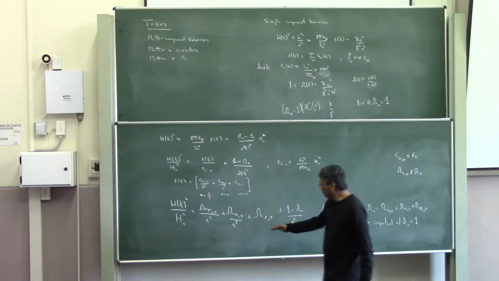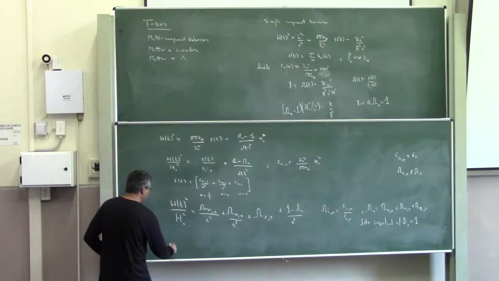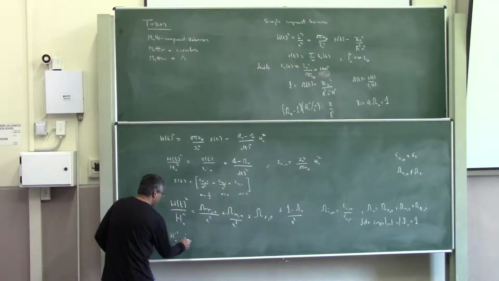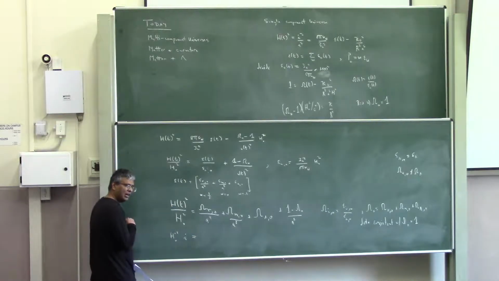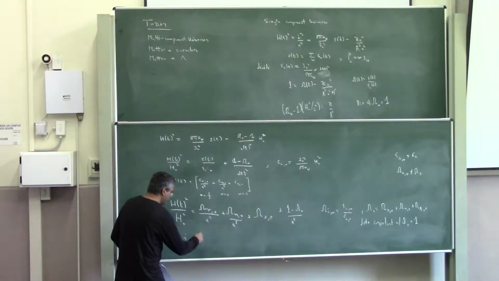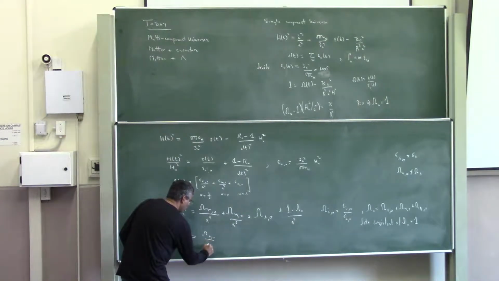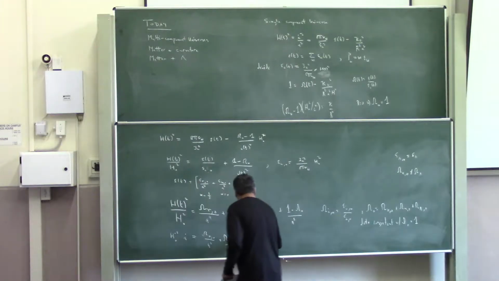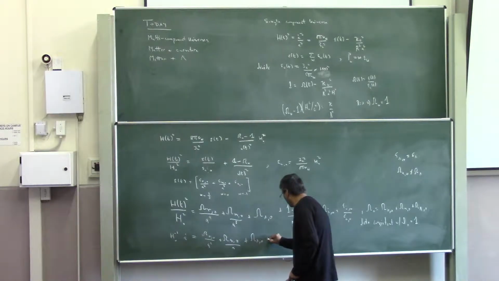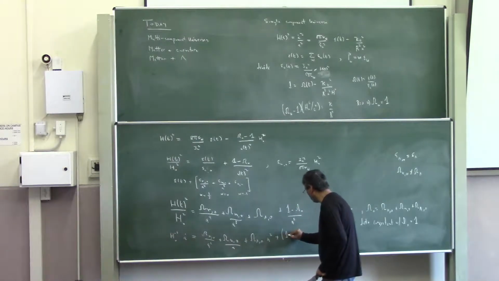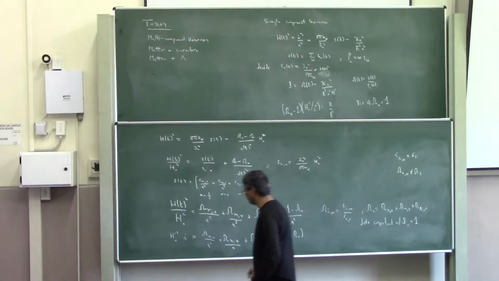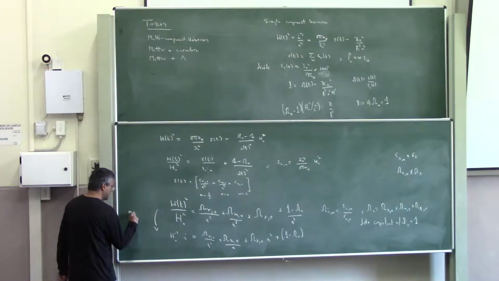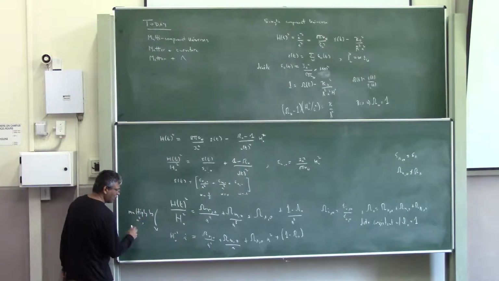Let's multiply this equation by a squared and take the square root. When we do this, we have H0 inverse times a dot, since H is a dot over a and we multiplied by a squared. This equals the square root of omega r0 over a squared, plus omega m0 over a, plus omega lambda 0 a squared, plus 1 minus omega 0. So we multiply by a squared, and then we take the square root.